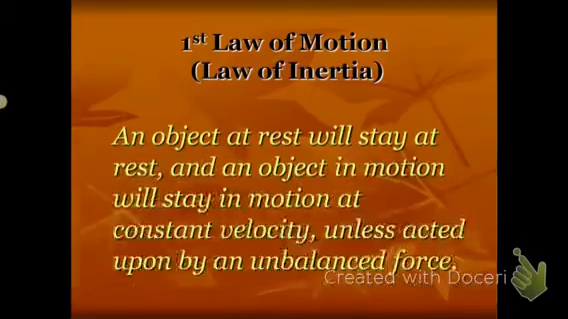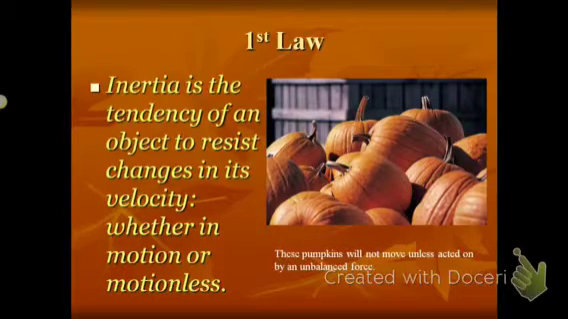So let's go into the first law of motion. Again, an object at rest will stay at rest. An object in motion will stay in motion at a constant velocity. That means going the same speed and in the same direction unless it's acted on by an unbalanced force. So that's why it's called the law of inertia. Inertia is the tendency of an object to resist changes. So if it's in motion, it wants to stay in motion. If it's at rest, it wants to stay at rest, just like those pumpkins over there. They're not going to move unless somebody puts a force on them, a push or a pull, to move them.